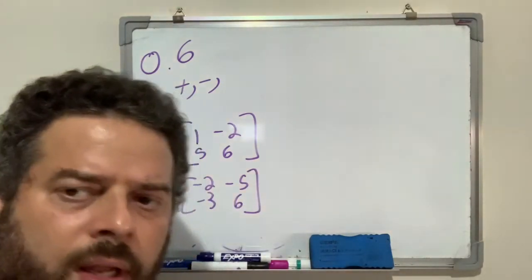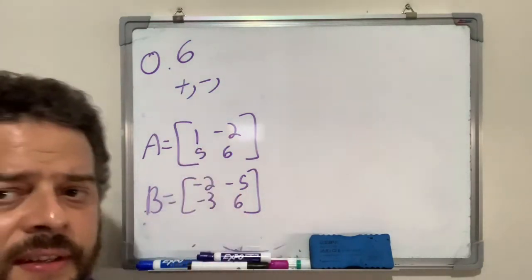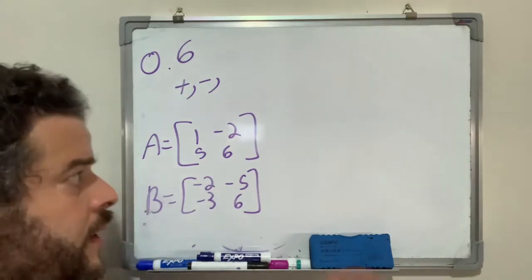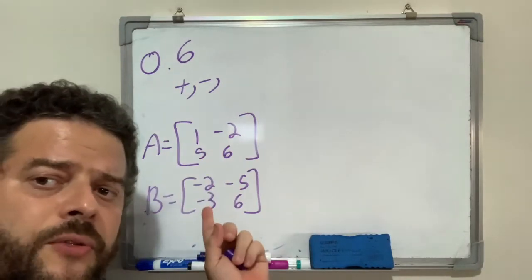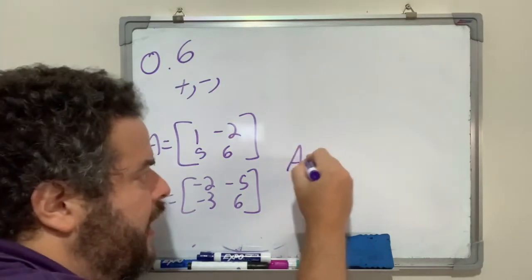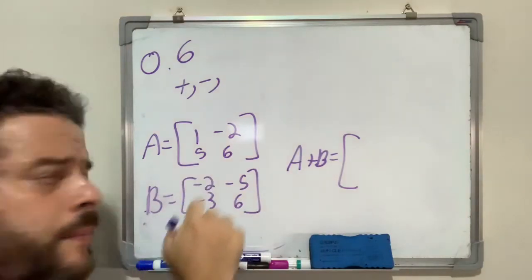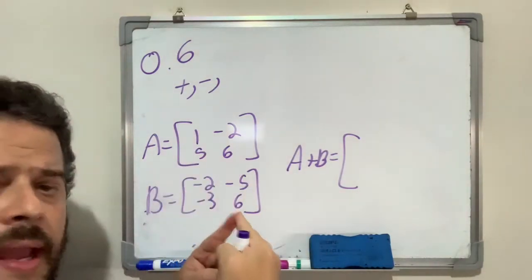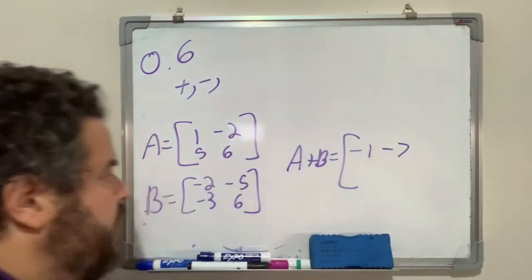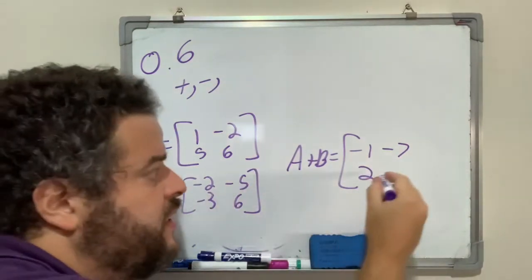Now, one thing to note, in order to add or subtract matrices, they have to have the exact same dimensions. If they have different dimensions, they cannot be added or subtracted. This is a 2 by 2 matrix, this is a 2 by 2 matrix, I can add them. Now, when you're going to add, it's pretty simple. A plus B, all you have to do is add the corresponding elements. 1 and -2, when I add them, I end up with -1. -2 and -5, -7. 5 and -3 gives you a 2, and 6 plus 6 is 12.